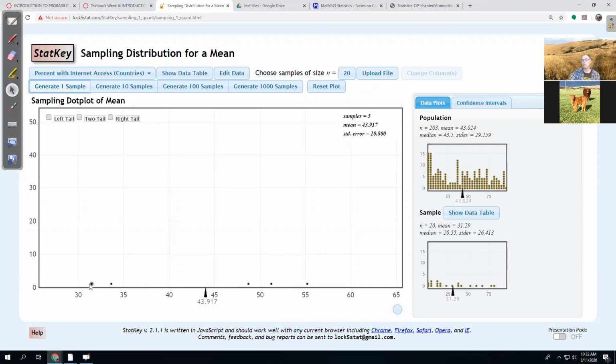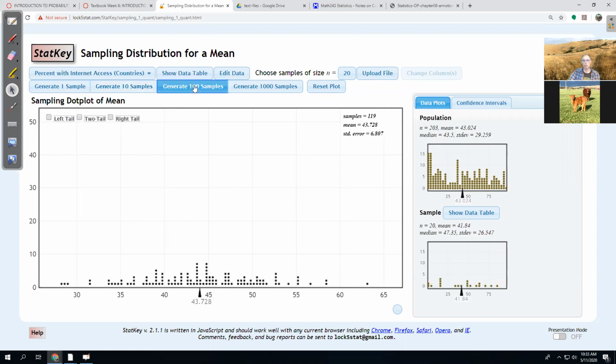Now I'm going to generate a lot. I could generate one sample at a time all day long, and you'll see new dots appearing down here. I could generate 10 at a time. Then the computer just shuffles the deck and 10 times draws 20 cards. It looks at the cards after it draws 20, writes them down, then puts all the cards back in the deck. Right now I'm up to 19 samples. Each of those 19 samples was drawn individually from that 203. I could generate 100 and another 100.